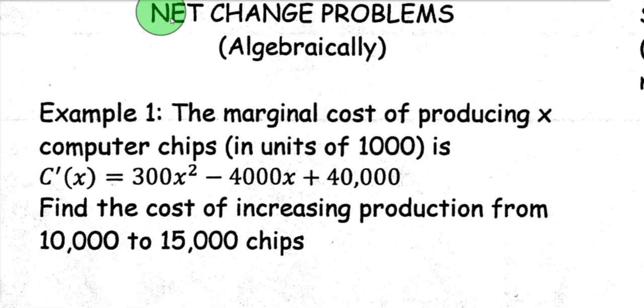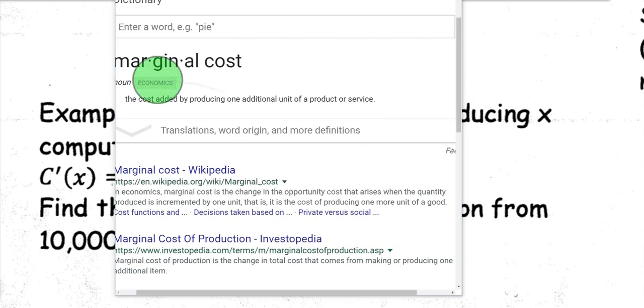Today we're going to be looking at net change problems, and for the first three examples, we're going to look at equations or algebraically. First problem involves marginal cost. Let's go ahead and take a look at the definition of marginal cost. It says the cost of producing one additional unit of a product or service.